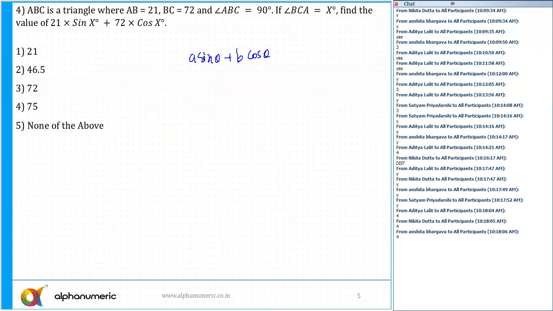All right, so that's right. The answer is simply 21 square plus 72 square, which is equal to root 75. Most of us know this here.